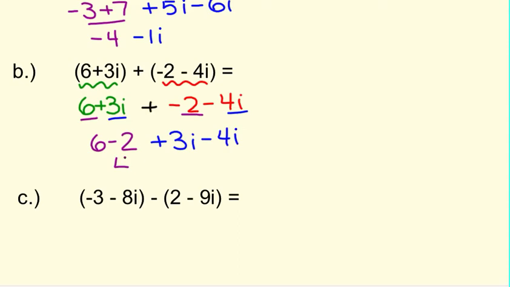6 minus 2 is 4. 3i minus 4i is -1i, or -i.